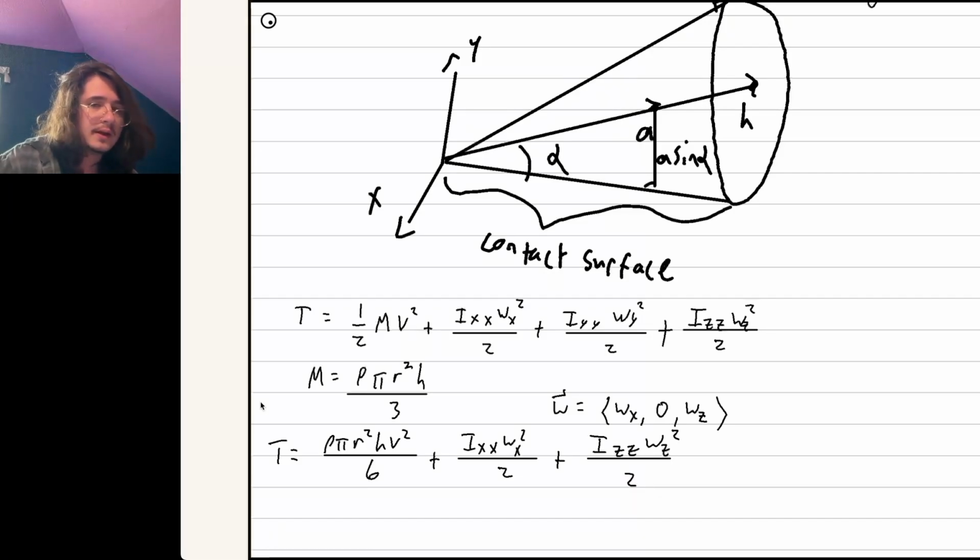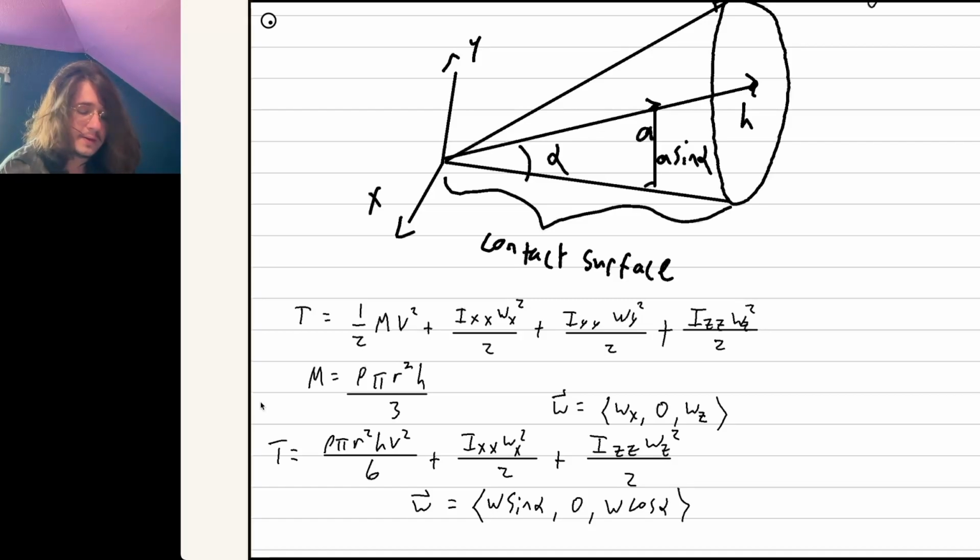The angle between the contact surface of the cone and the axis of the cone was defined in the problem as being alpha, which means we can define the angular velocity vector as being some magnitude omega times sine alpha for the x, and then some magnitude omega times cosine alpha for the z. Okay. Cool.